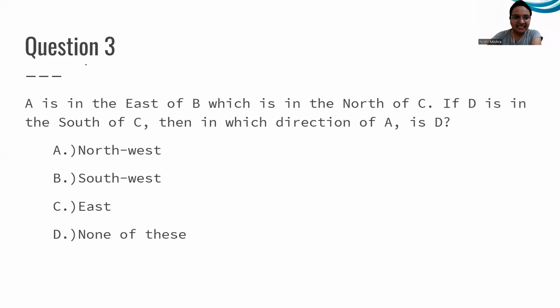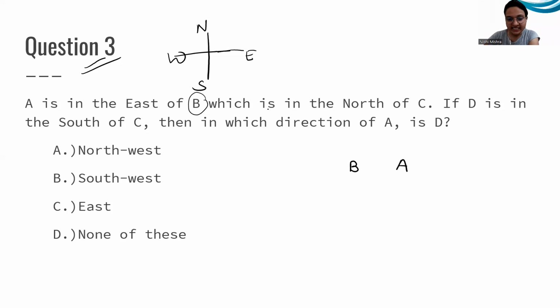Now, let's see our question number 3. A is in the east of B. Correct? This is north, south, east, west. So A is in the east of B. What is the east of B? A is in the east of B. Correct. Now, A is in the east of B, which is in the south of C.